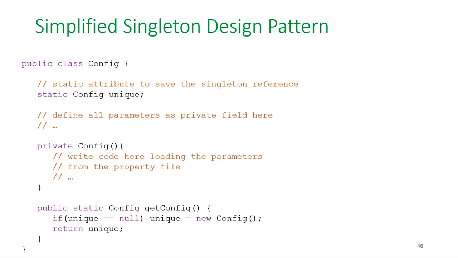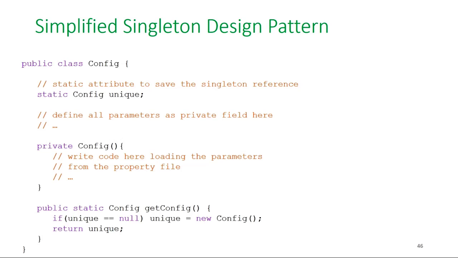I have here a static field meant to hold the reference to that one instance that I want to share with everybody. It's static so that it's stored at the class level. It's a reference to an object of class config, and I call it unique; call it whatever you want. Then you can define all the parameters we talked about, the population size, max number of generations, etc., as private fields here. Then you have your constructor, which loads the property file and populates those fields.